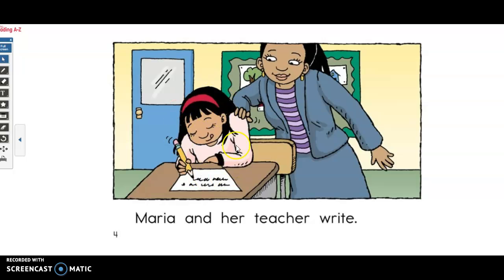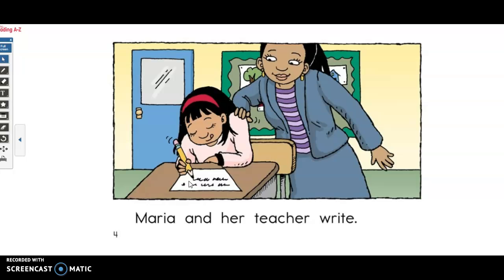Ooh, now Maria, this character, is doing something. We call this an action. She's doing something. What is this character doing? And maybe take a thought about what the teacher might be doing too. Yeah, it looks like Maria is writing and her teacher is helping her. So maybe they're writing together. They're working on something together.